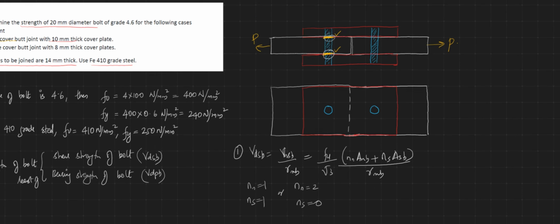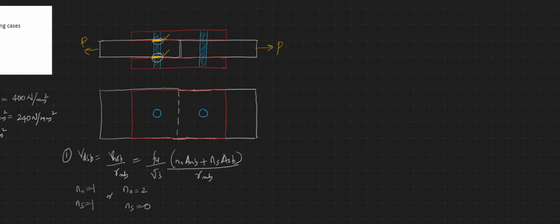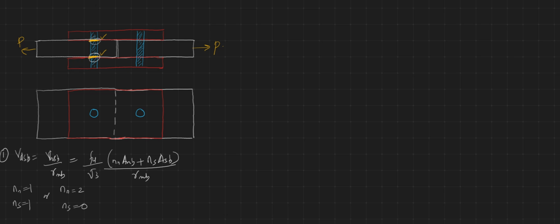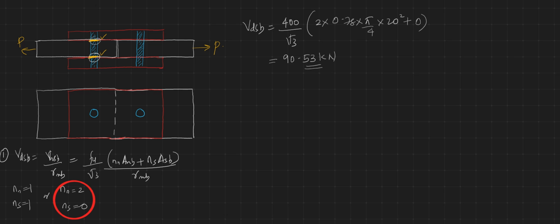So in this problem I will be taking NN is equal to 2 and NS is equal to 0, so that I could write VDSB is equal to FU by root 3 into, NN I will take as 2, into ANB, that is 0.78 times pi by 4 into 20 square, plus NS, which I will consider as 0. So I will get this value as 90.53 kilonewton. That is the shear strength of the bolt.